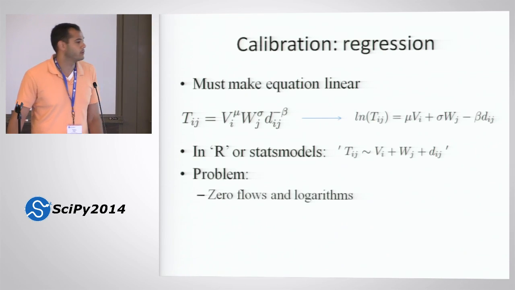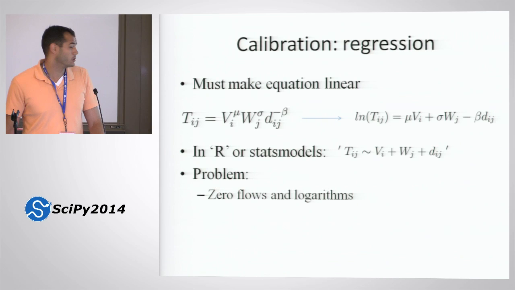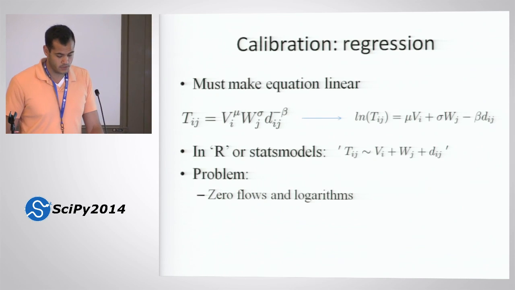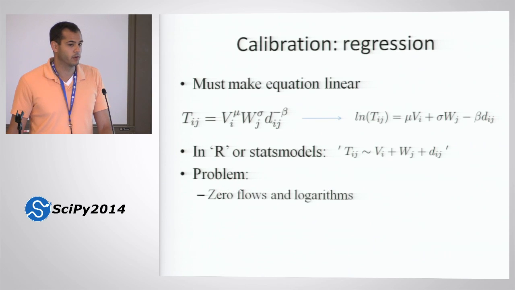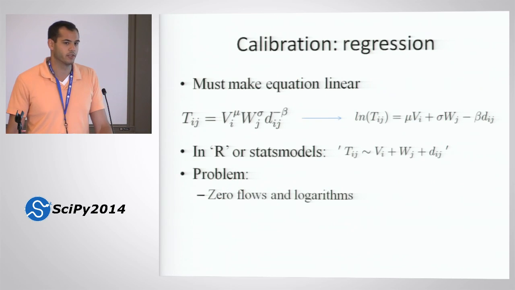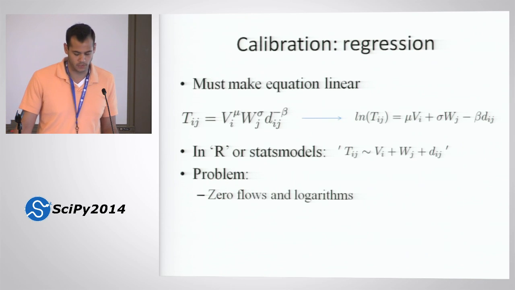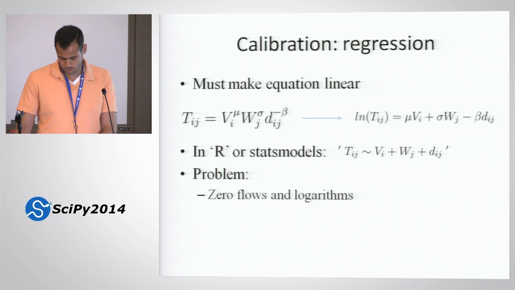But the one large problem with calibrating in regression is zero flows and taking the logarithm of 0, which is not possible. So it's pretty limited in that you have to have a system where there are a positive number of flows from every single origin to every destination, which is not necessarily realistic in many systems.